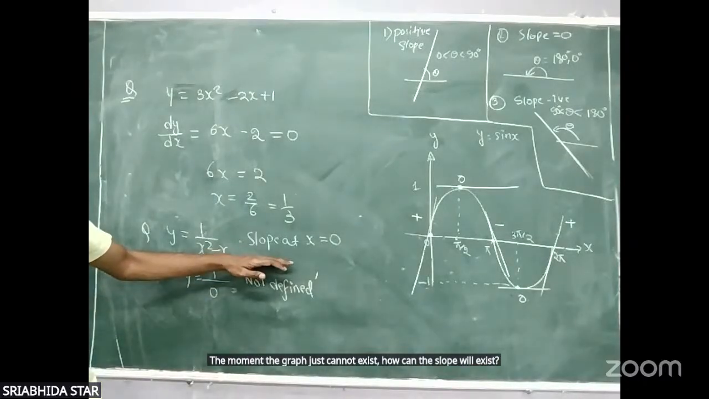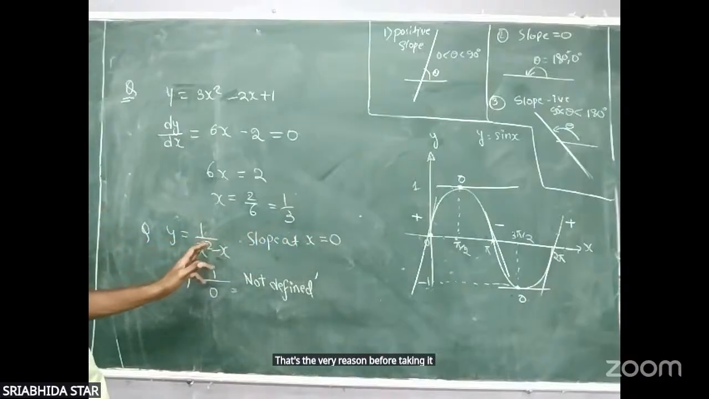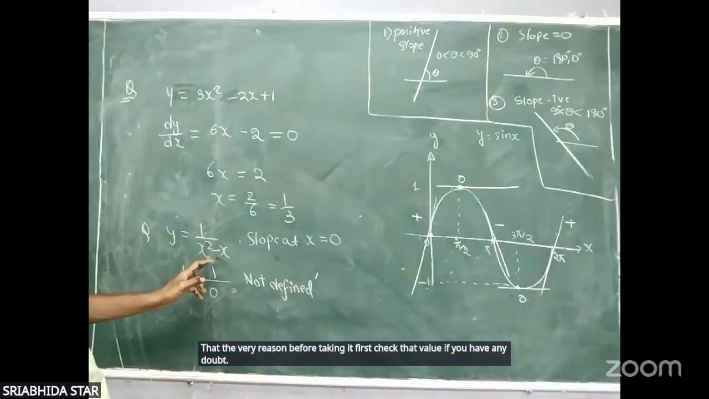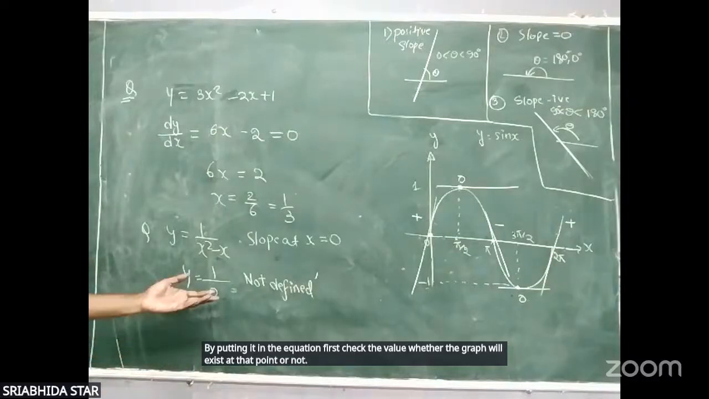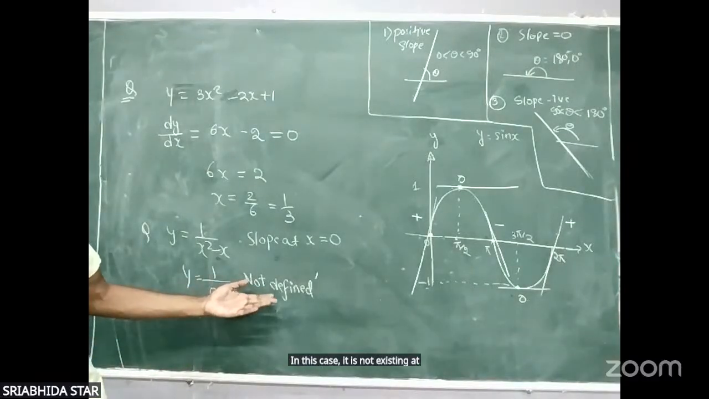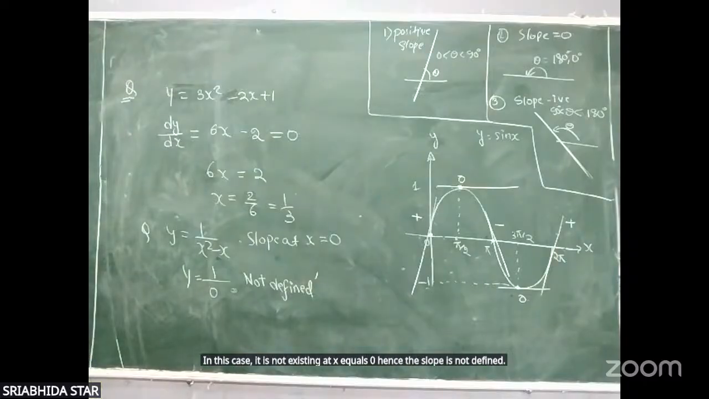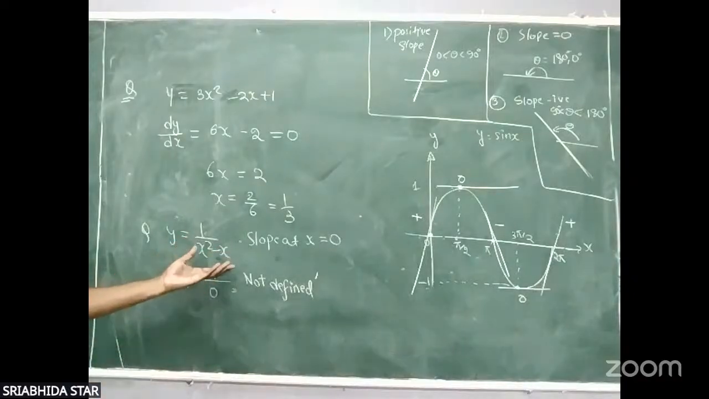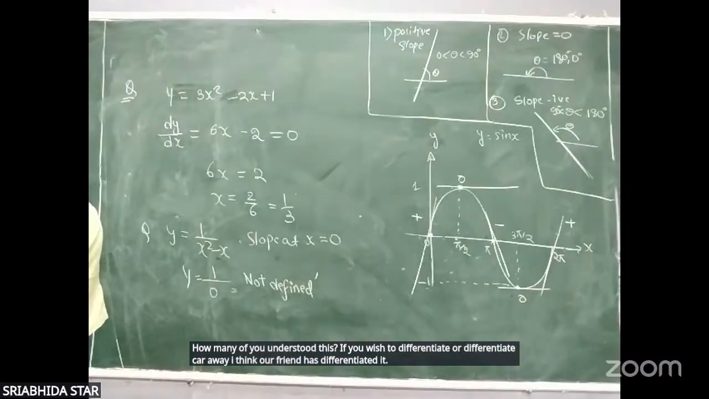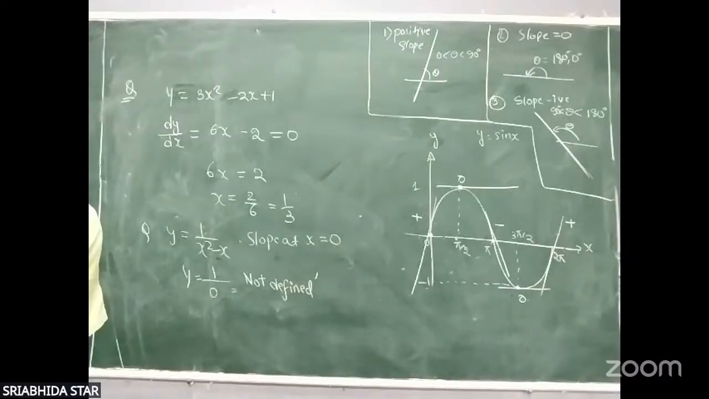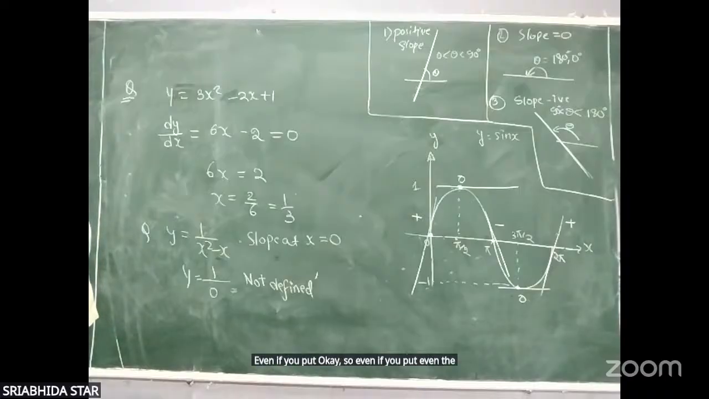That's the very reason. Before taking it, first check that value if you have any doubt. By putting it in the equation, first check whether the graph will exist at that point or not. In this case, it is not existing at x equals 0. Hence, the slope is not defined. How many of you understood this? If you wish, you can differentiate it. I think our friend has differentiated it. Even if you do, the slope is also not coming, not defined.